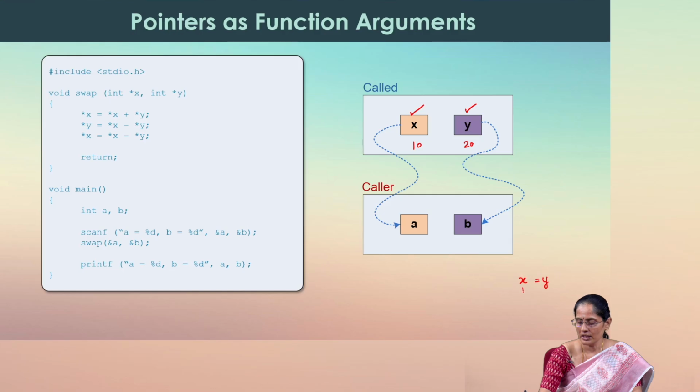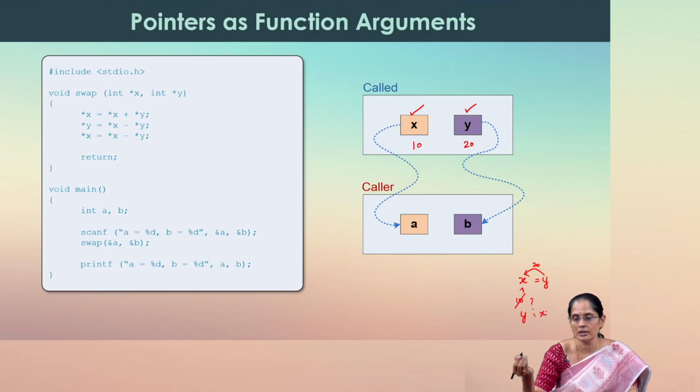So, the value of x was already 10. Now, we are trying to store the value of y, which is 20, onto x. What would happen to the value which is already there in x? It would be overwritten, it would be deleted. So, if that is deleted, then we will not be able to make the copy of its value to x. When I say y equal to x, x is already not there. So, we will not be able to do this swapping directly with only two variables.